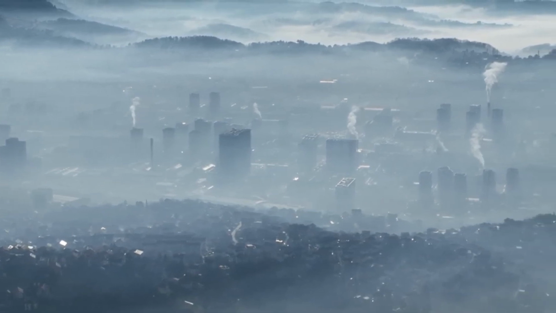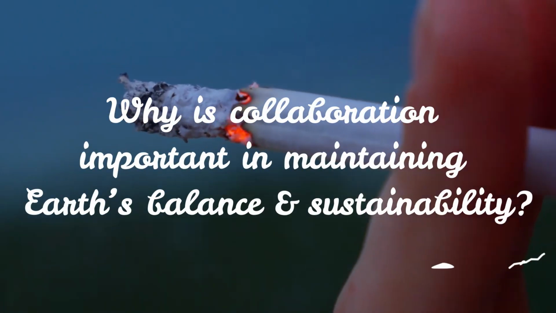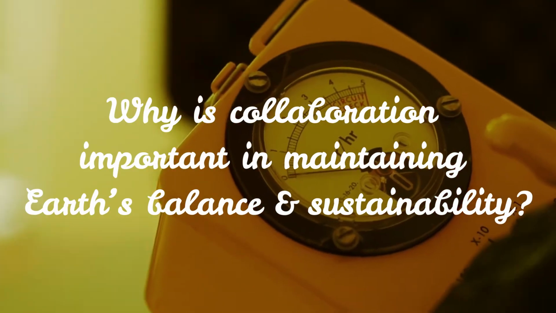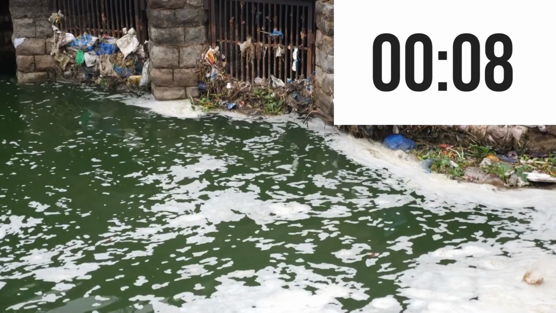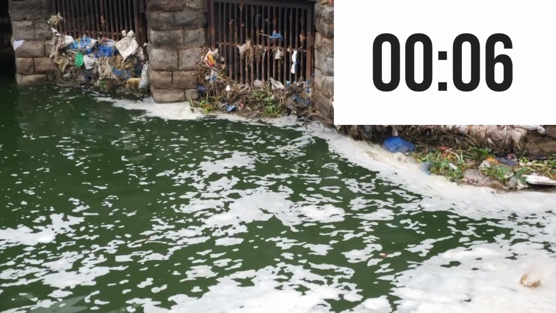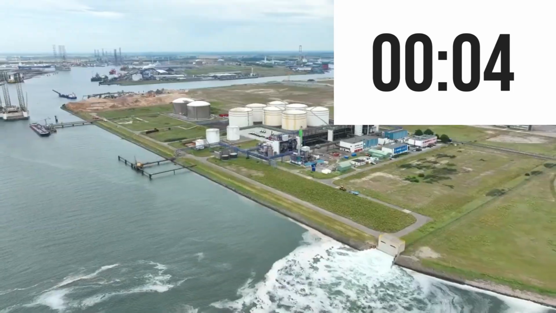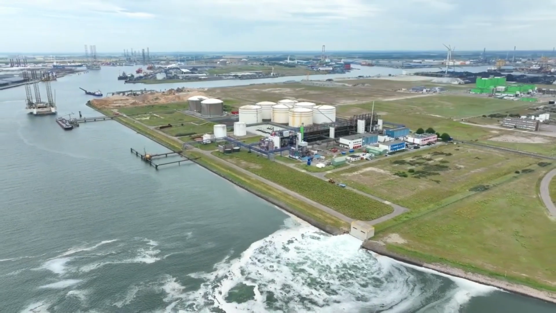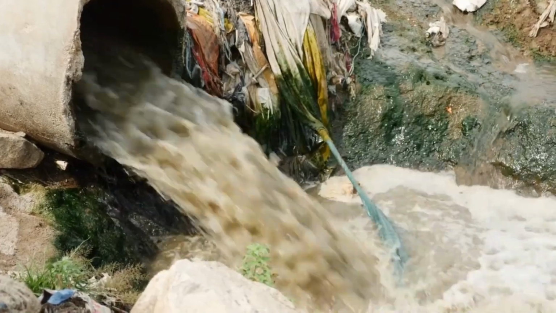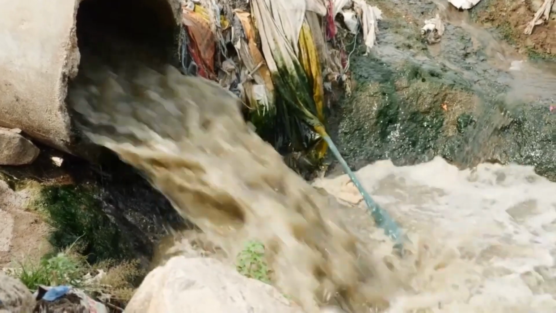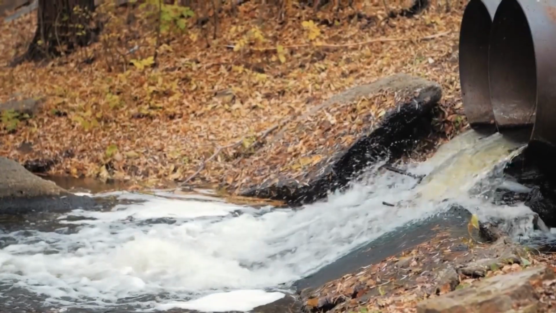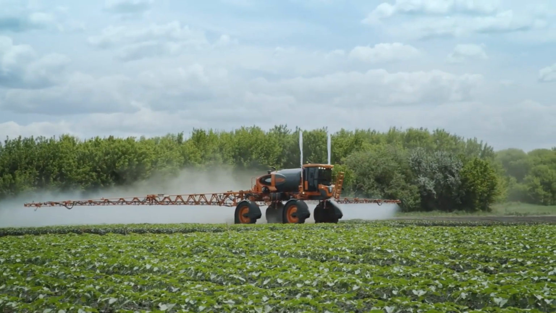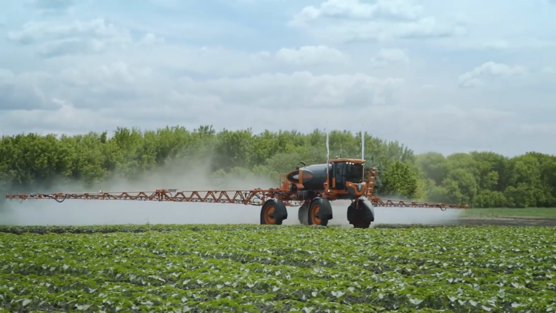Hopefully, you were able to come up with answers to the questions I just asked. Now, I have another question here. Why is collaboration important in maintaining Earth's balance and sustainability? One possible answer would be that the interconnectedness and collaboration of the Earth's subsystems play crucial roles in maintaining the planet's stability, supporting life, and regulating essential processes.